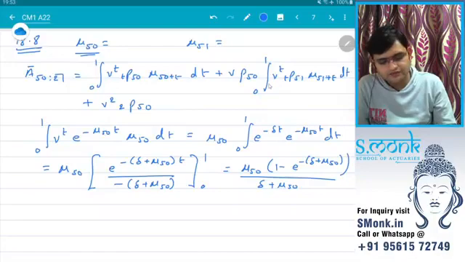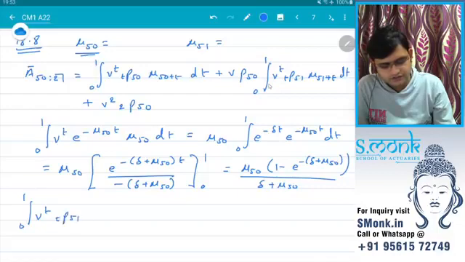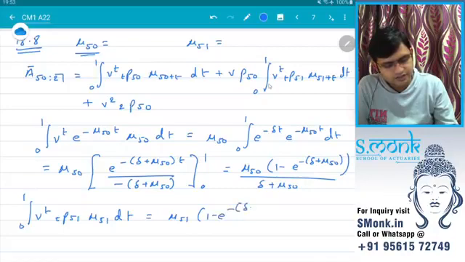Same thing will happen for 51 as well. V raised to t tp51 mu 51 dt must be equal to mu 51 1 minus e raised to minus delta plus mu 51 on delta plus mu 51.